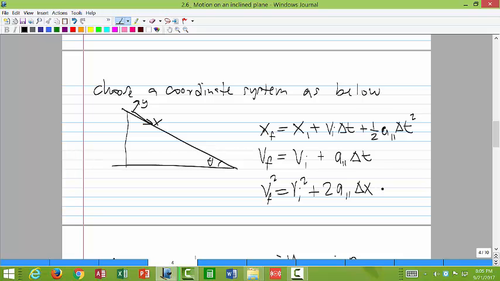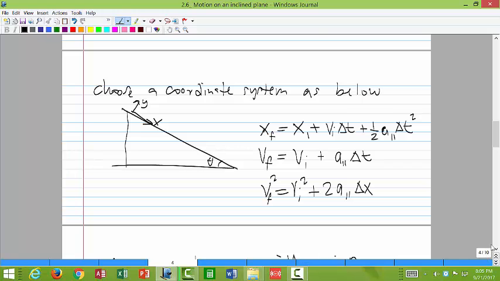This is the same formula, except that in this formula, without knowing the time interval, if you just knew the displacement down the ramp, delta x, you will just put that in here, and then you can calculate your final velocity for the object as it slides down the ramp. Let's look at the next frame.